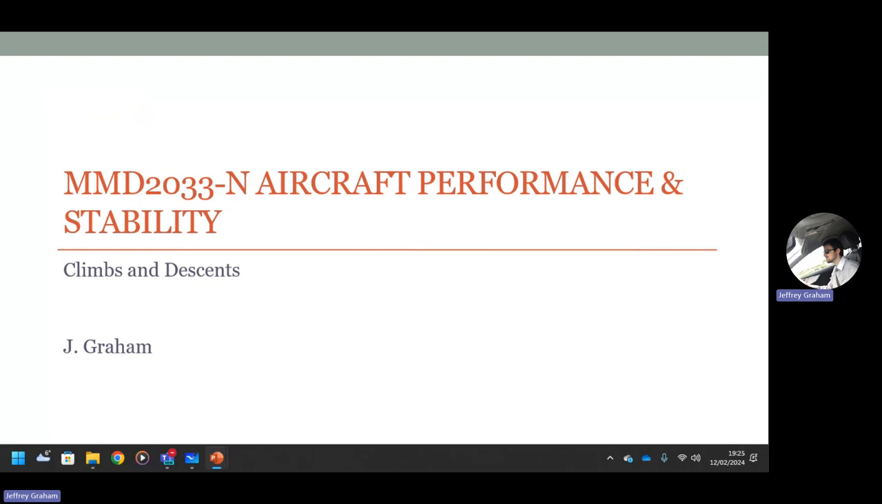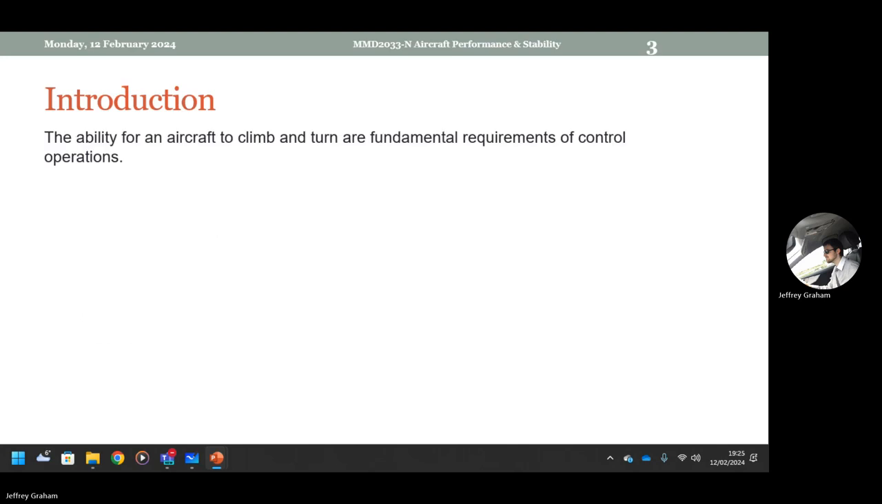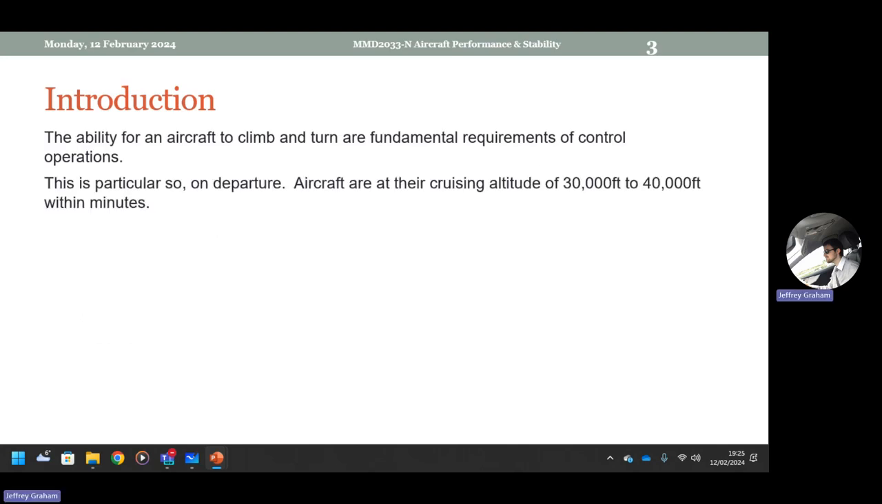Right. Next little video here focuses on climbs and descents, part of the key fundamental requirements for an aircraft. Obviously, as part of the departure process, the aircraft will take off, it will do its rolling process. Once it's got sufficient speeds, it will very quickly start to climb and increase in altitude. Not uncommon for aircraft to reach the required altitudes, easy 20, 30, even 40,000 feet within a handful of minutes.